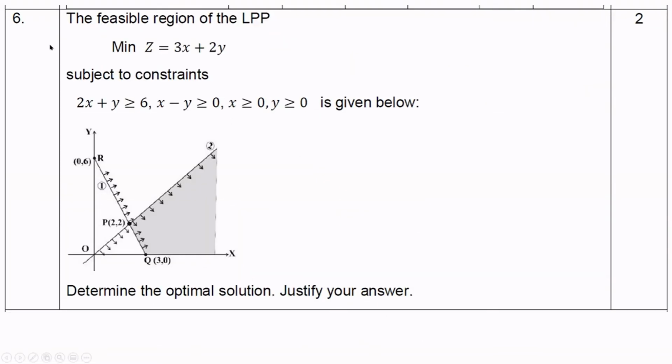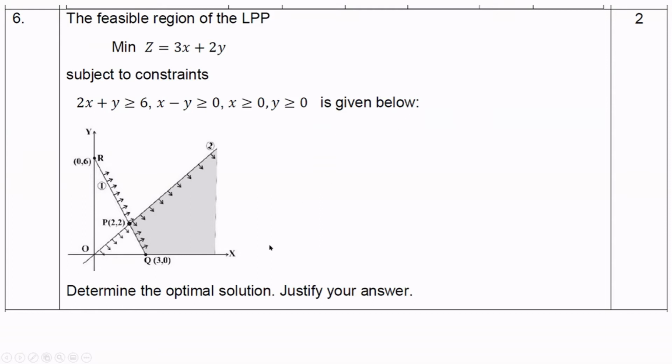Next question. The feasible region of the linear programming problem, minimize z equal to 3x plus 2y, subject to constraints 2x plus y greater than or equal to 6, x minus y greater than or equal to 0, x greater than or equal to 0, y greater than or equal to 0 is given below.